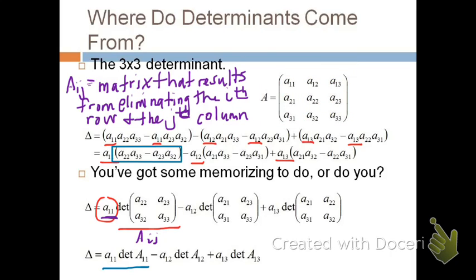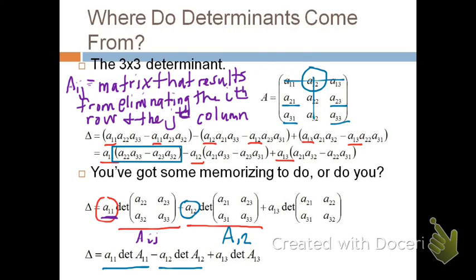Now, let's look at this second term. We want to, again, look at this A12. So we're going to say that this is the determinant of A sub 1,2. So how do we get this matrix? We take the A12 and we eliminate the first row and the second column, because the 1 is for the row, the 2 is for the column. And what are we left with? We're left with this new matrix with entries A21, A23, A31, and A33, which we notice is here. So we get this term here.